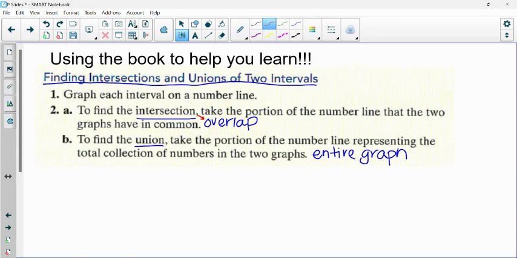So you're going to your steps. We graph each one. The intersect is the overlap. The union is the entire graph. Okay, do as little as you need to. Intersection is overlap, union, entire graph. That's all you have to write down.